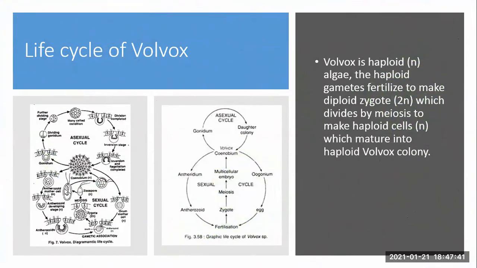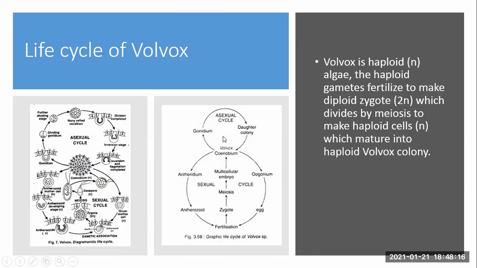Life cycle of Volvox. Volvox is haploid in nature, which is denoted by N. The haploid gametes fertilize to make a diploid zygote, which is denoted by 2N, which divides by meiosis to make haploid cells, which is denoted by N, which mature into a haploid Volvox colony. So in this diagram, we easily see two methods of the life cycle of Volvox.